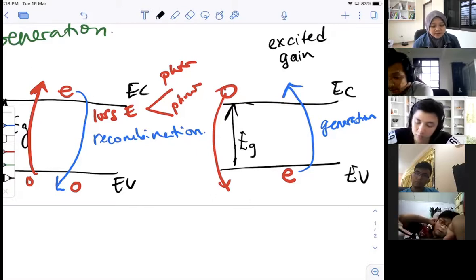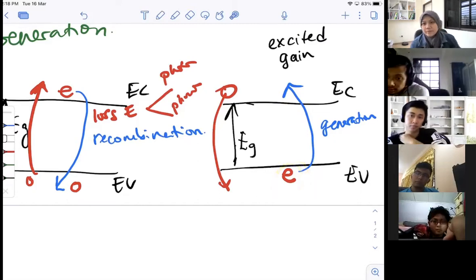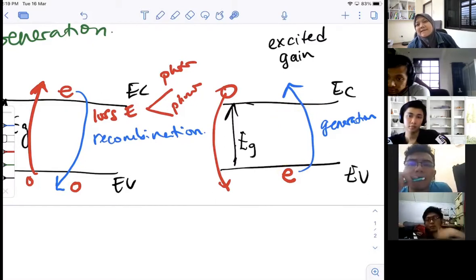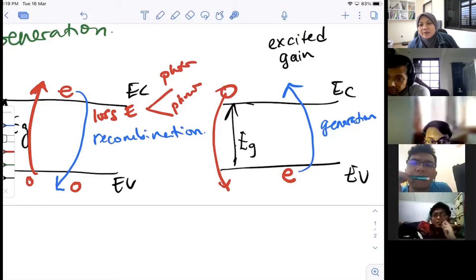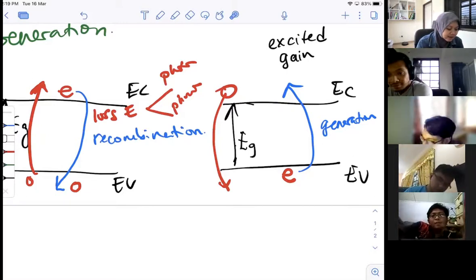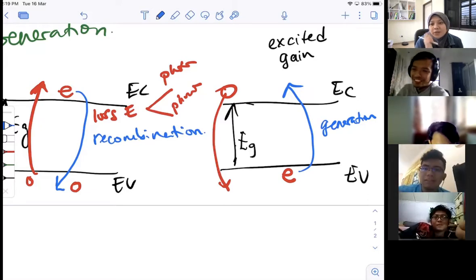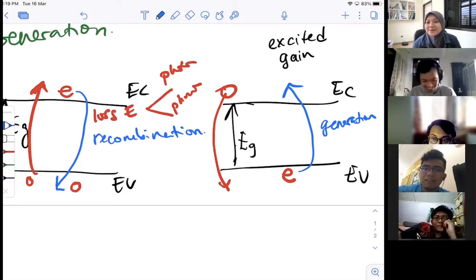Where does the electron gain energy? Can you guess? Where do they get the energy from to go here? Increase of temperature. Good, temperature. So temperature has energy, right? How do we calculate energy from temperature? Who knows? E equals, is it half kT? I don't remember either, but there is a formula there. So you can Google it.